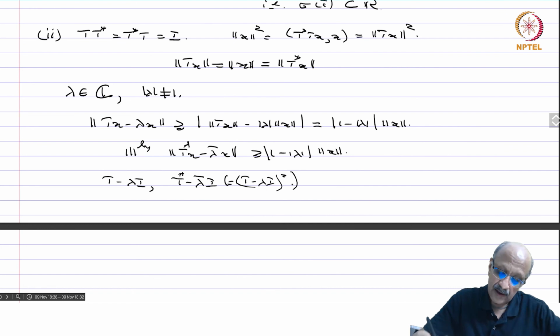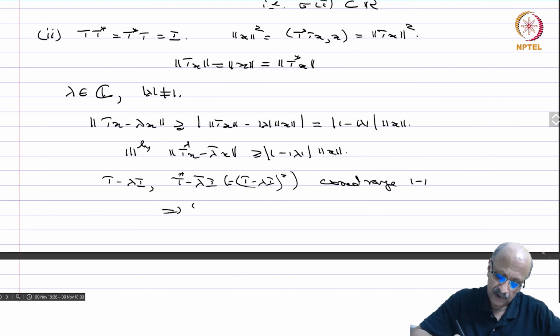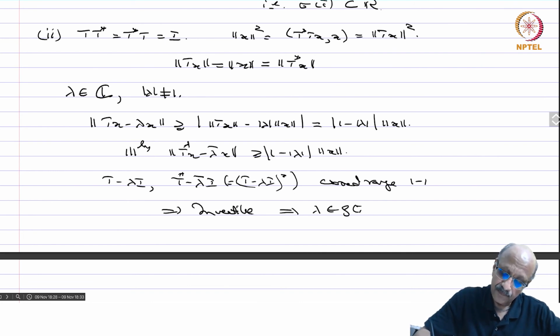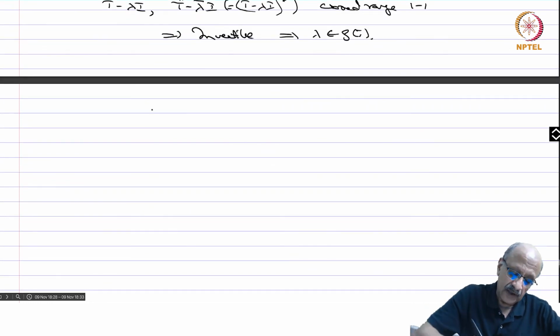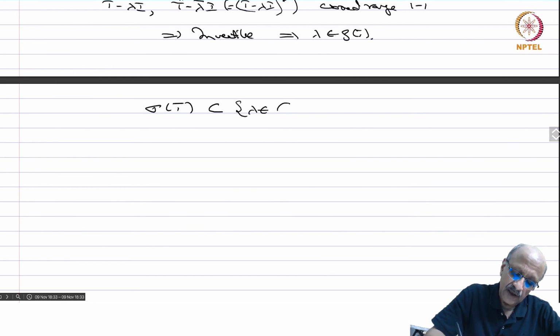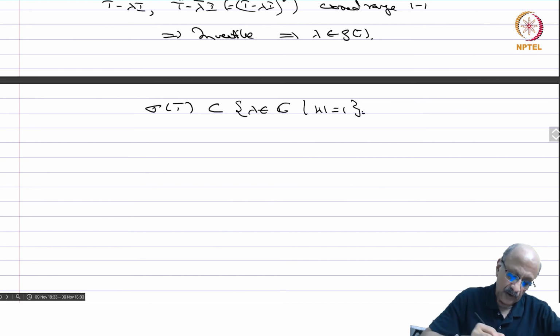Okay, they have closed range and are one-one, so this implies invertible, implies lambda belongs to rho of T, and therefore you have that sigma of T is contained in the set of all lambda in C such that mod lambda equals 1. Okay, so now we come to the third one.